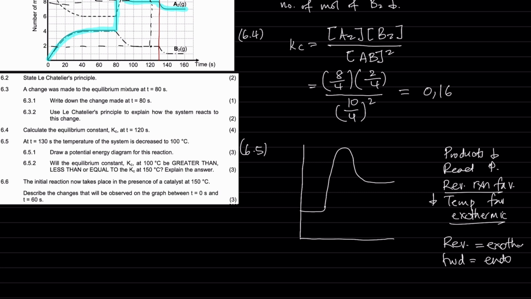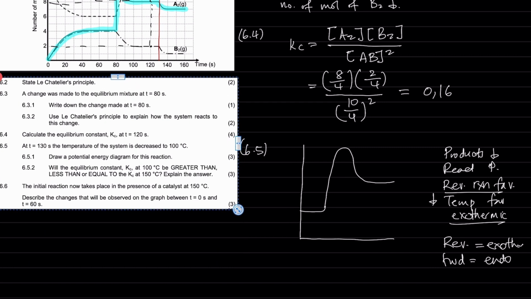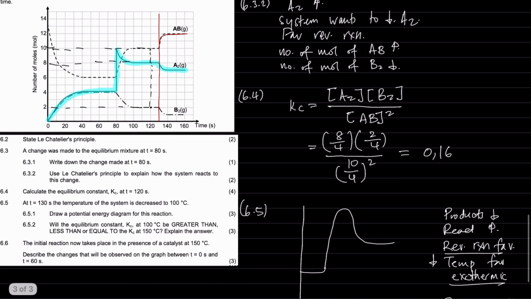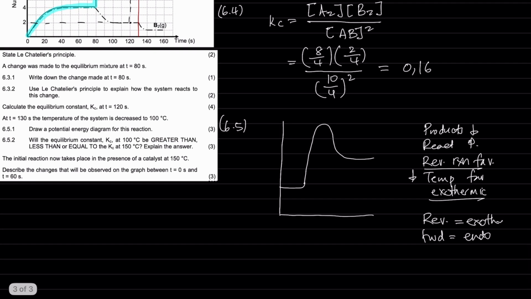Okay? Now, question 6.5.2, will the equilibrium constant Kc at 100 degrees be greater than, less than, or equal to the Kc at 150 degrees? Explain your answer. All right. So we can see that the concentration of AB increased. The concentration of A2 and B2 decreased. So we can use this. We can see that the products got smaller, the reactants got bigger.